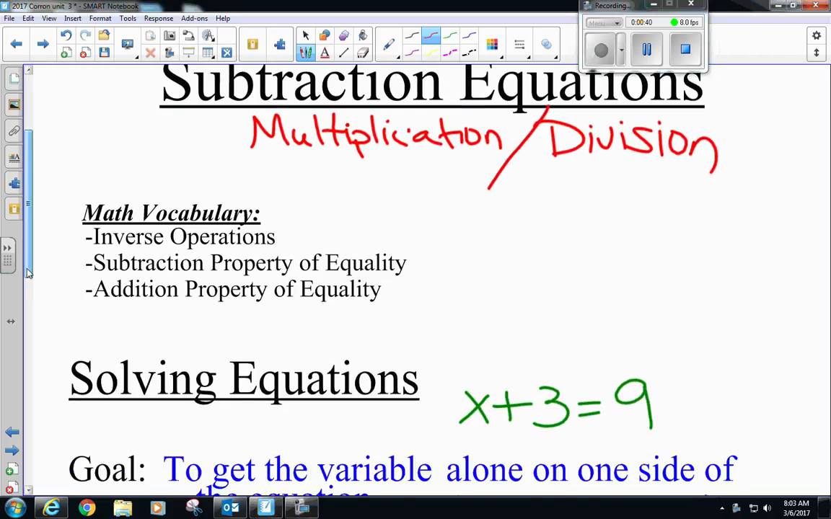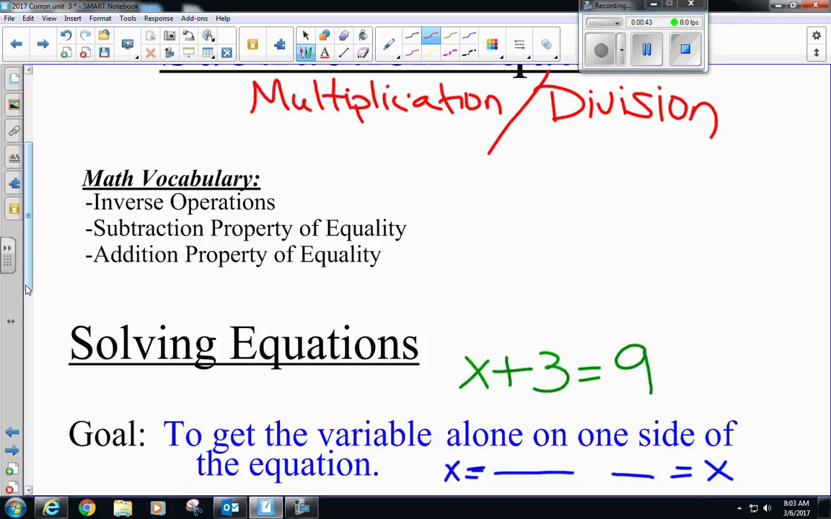And if you're looking at the vocabulary, I know we didn't really talk about the subtraction property of equality and the addition property of equality. Basically, it means if you add the exact same amount to both sides, you keep it equal, which is kind of what we talked about. They also have a multiplication property of equality and a division property of equality. So it's the same thing. Subtraction property of equality is if you subtract the same amount from both sides, it stays equal. Addition property, if you add the same amount to both sides, it stays equal.